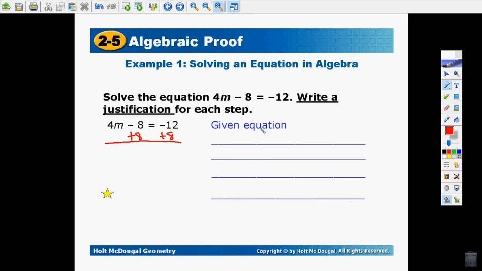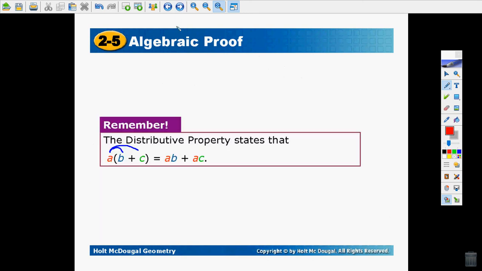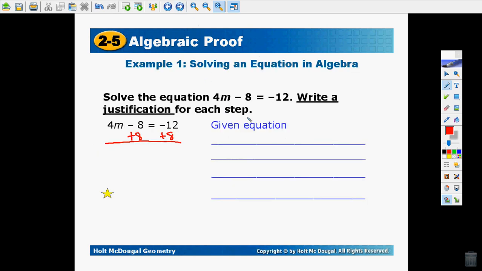Well, what have I just used? What property says that I can add 8 to both sides? And if you don't remember, you go back and look. Which one was adding on both sides? Oh yeah, the very first one, addition property of equality. They added c to both sides. So I've just used the addition property of equality.